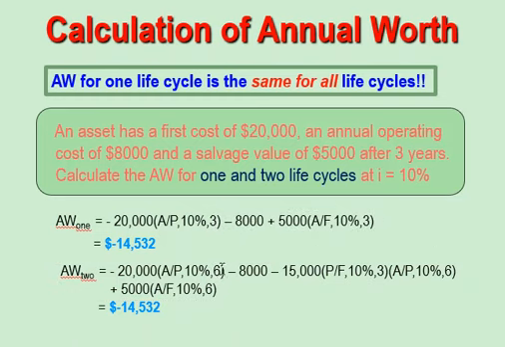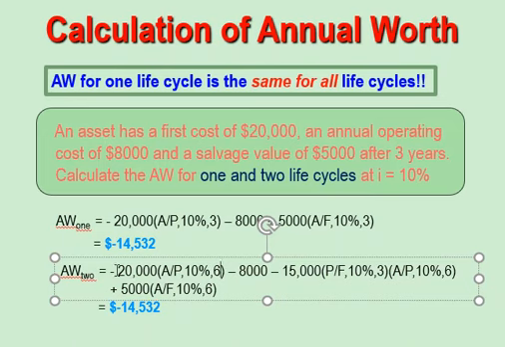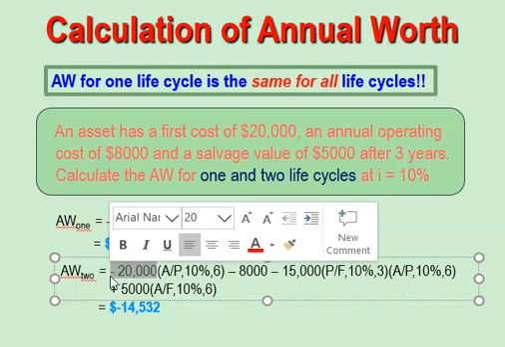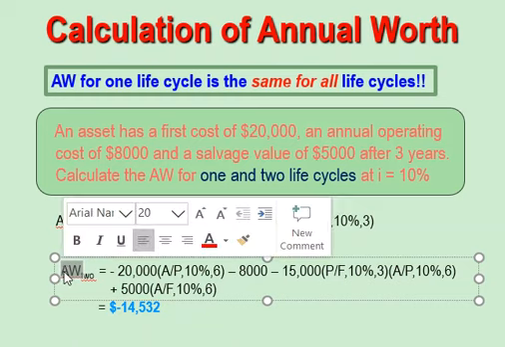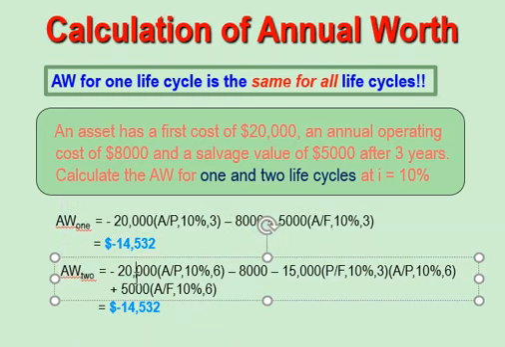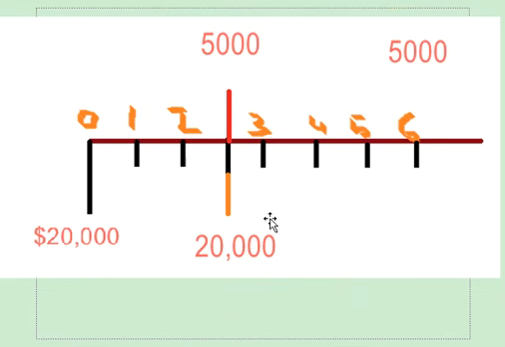So it is 6 because I want to see the equivalent of this $20,000 that I pay now per year, and how many years I need. My annual worth analysis is for 6 years because it is 2 cycles. They ask for 2 life cycles here, so it is 6 years, 3 and 3. So that's why it is 6. In other words, I'm saying I want it from 0 to 6. This is my first life cycle. This is my second life cycle.